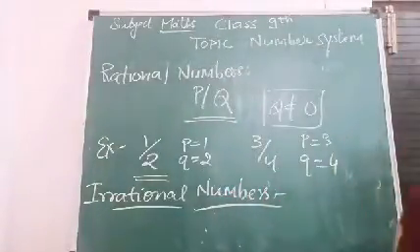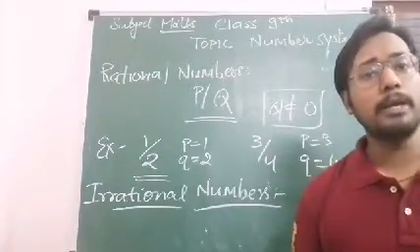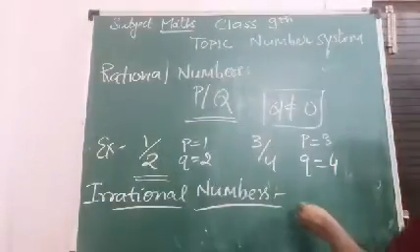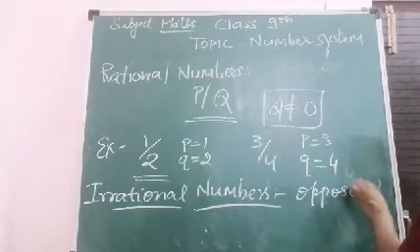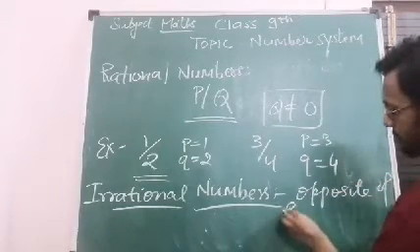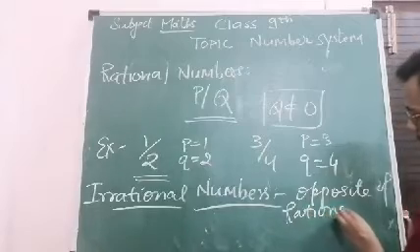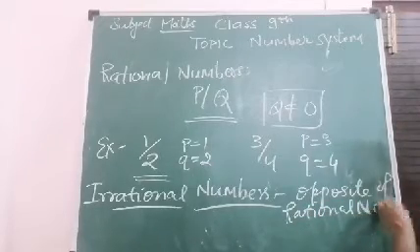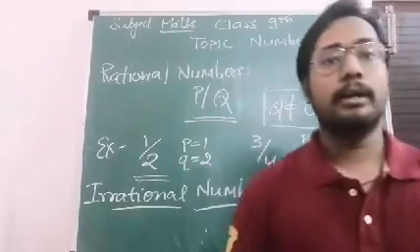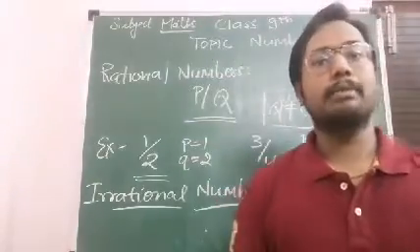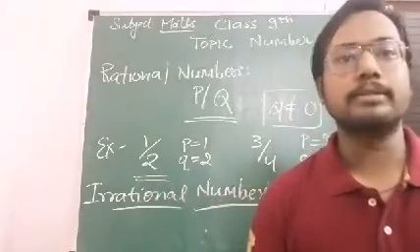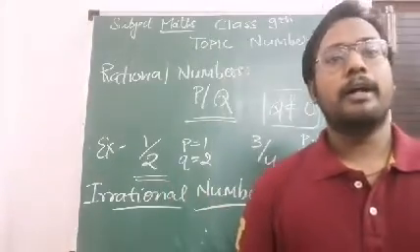Irrational numbers are just the opposite of rational numbers, the ones which we cannot write in the form of p by q. That is known as irrational numbers. So these are the numbers which we had discussed in this form.